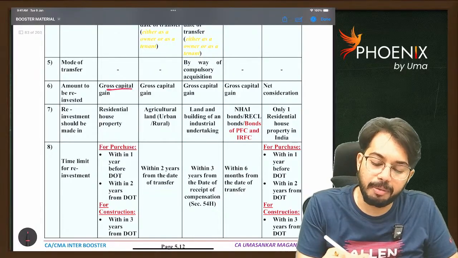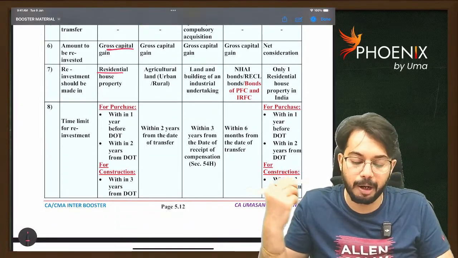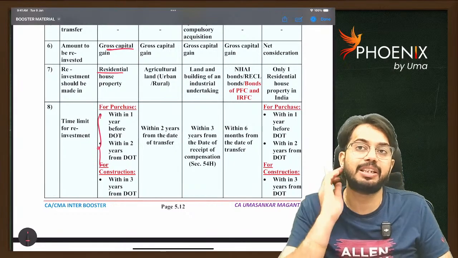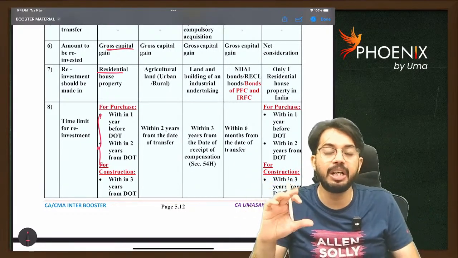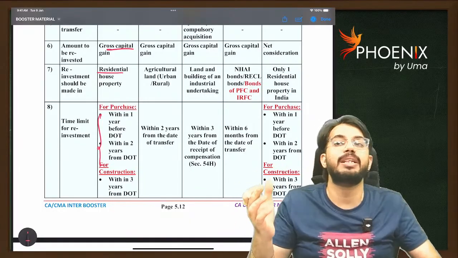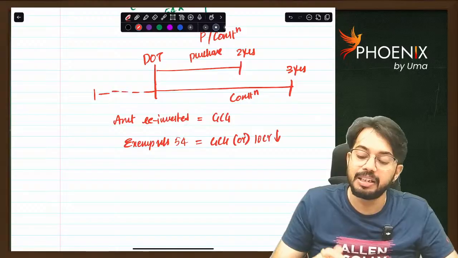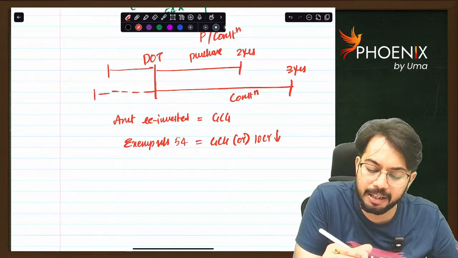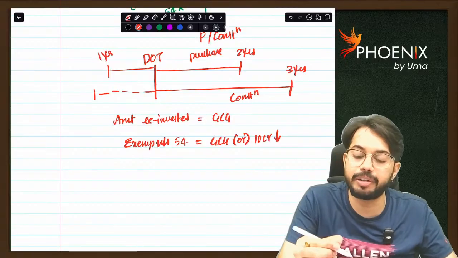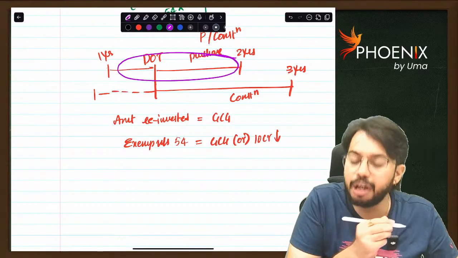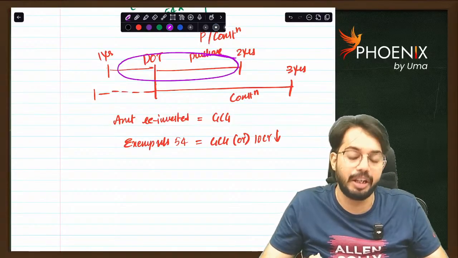So amount required to be reinvested, gross capital gain, reinvestment should be made in residential house property, time limit we have discussed. For purchase, within 2 years from date of transfer. For construction, within 3 years. Construction may start before also, but construction should be completed within 3 years. Similarly, you can purchase house property within 1 year before the date of transfer also. That means during this period, you should make purchase of house property, then it is eligible for exemption. Is it clear?